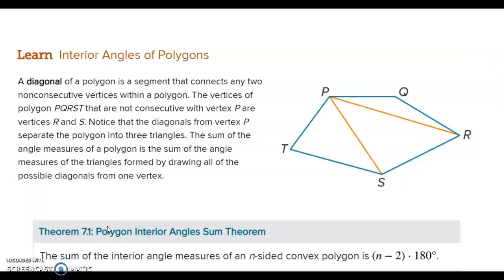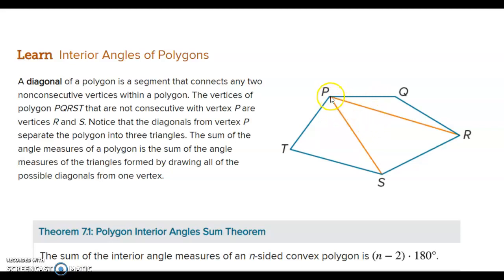The first part of it is that a diagonal of a polygon is a segment that connects any two non-consecutive vertices within a polygon. The vertices of polygon PQRST that are not consecutive with vertex P are vertices R and S. Notice that the diagonals from the vertex P separate the polygon into three triangles. So the sum of the angle measures of a polygon is the sum of the angle measures of the triangles formed by drawing all of the possible diagonals from one vertex.